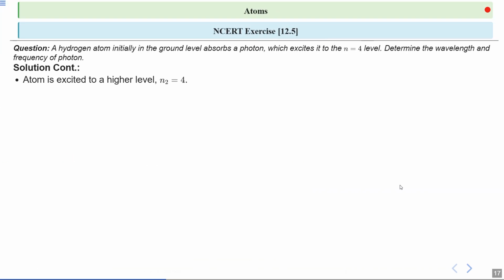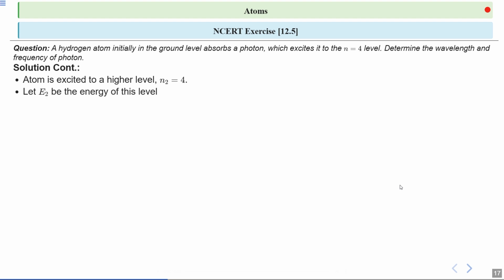Now let's focus on what happens during excitation. The atom is excited to a higher energy level, specifically n2 equal to 4. Here n stands for the principal quantum number, which tells us which energy level the electron is in. The higher the value of n, the higher the energy and the farther the electron is from the nucleus.